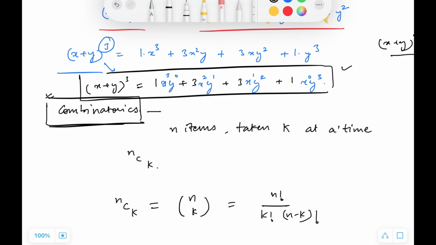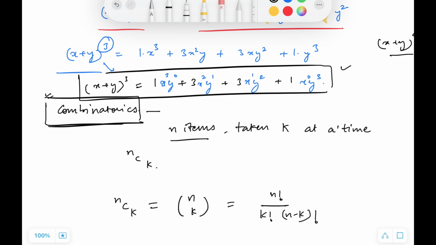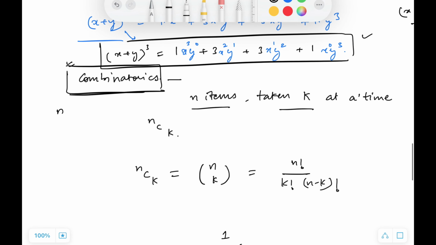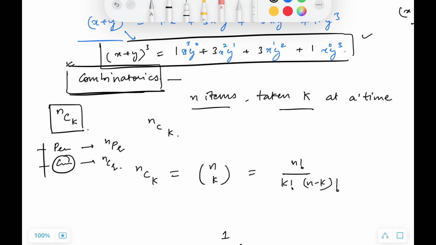Second one is combinatorics. Combinatorics means combinations. We are given n items and we have to take k items at a time. From n items, if we have to pick k items, it is also known as NCK combinations, right? We must have studied in mathematics permutations and combinations. Permutations is like arrangement, NPR. Combination is like picking up R items from n, NCR. So these combinations we are talking about.